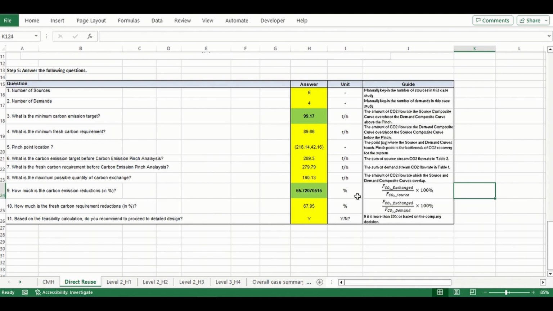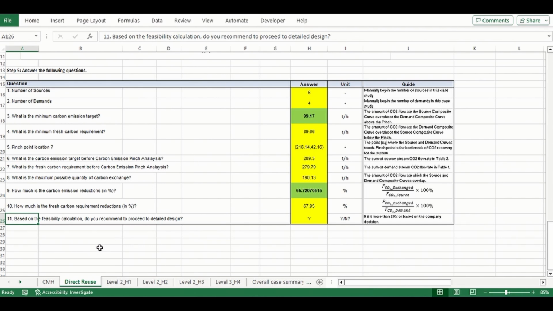Next, for the carbon emission reduction and the fresh carbon requirement reduction in percentage, we use the formula in the guide given, where we divide the CO2 flow rate exchange by the CO2 flow rate of the source before pinch analysis, and the CO2 flow rate exchange divided by the CO2 flow rate of the demand before pinch analysis for the fresh carbon requirement. Then for the last question, the feasibility calculation. For this Excel sheet, we recommend the design if the reduction is more than 20%, or based on the company decision. This is just for this Excel; in an actual case, it should be based on the company decision.